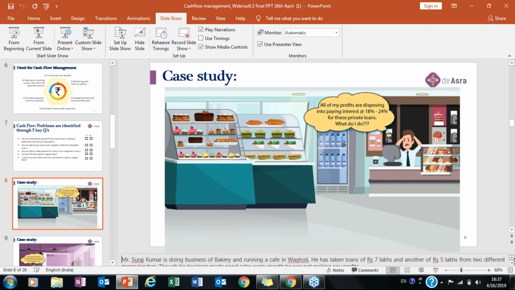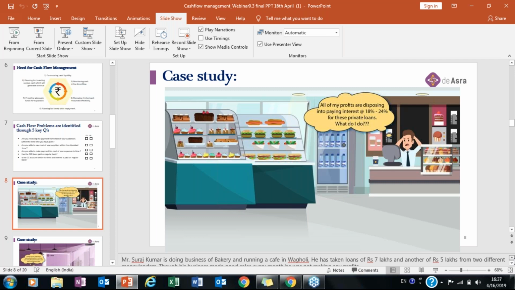This is a normal scenario which happens, and a lot of customers come up to us with the same statement, saying my business is doing well, I'm doing a good amount of sales. There are a lot of walk-in clients who come to me, or there are a lot of sales happening, but I am unable to get profit out of it.